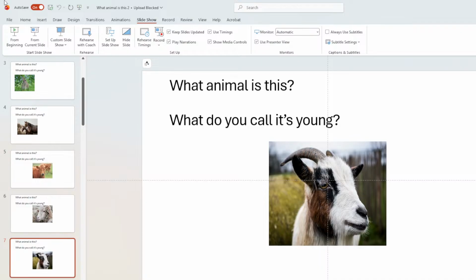Alright, so the animal on the screen, what do you call it? That's a goat. Alright, it's called a goat. And what do you call the young one of a goat? Is there anyone who knows? Anyone who has goats near their house or home or living area?